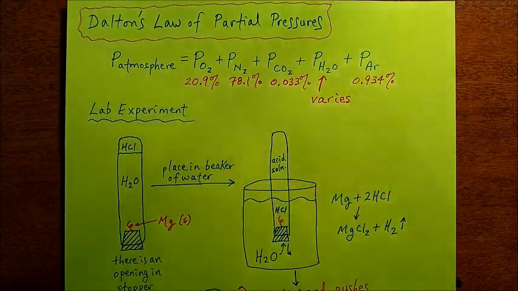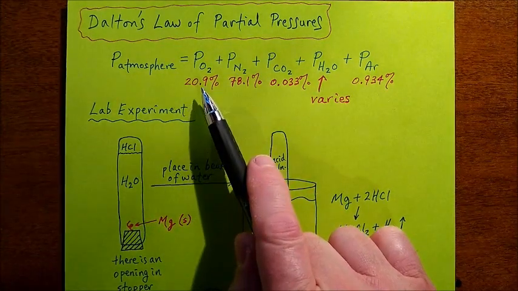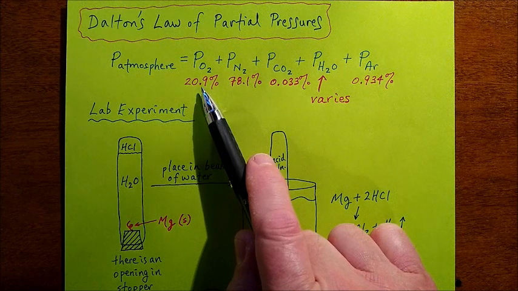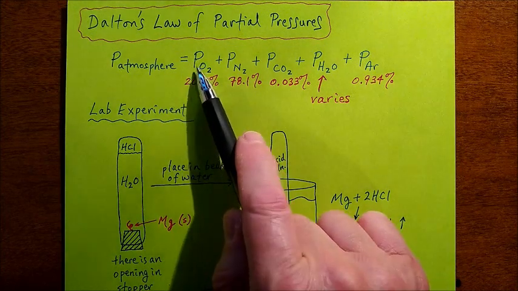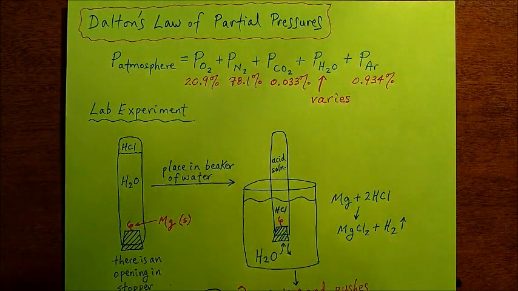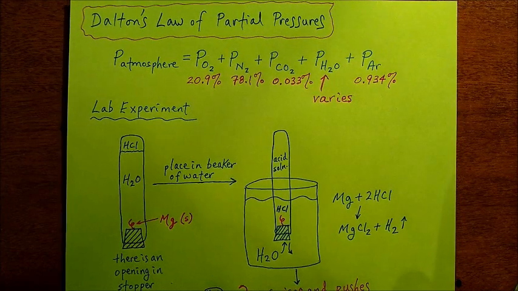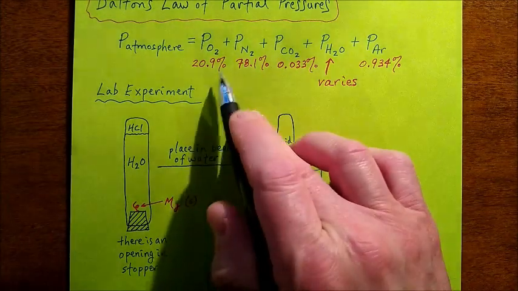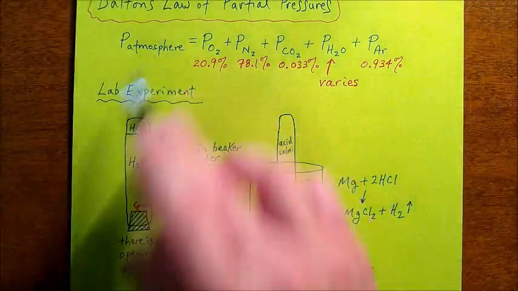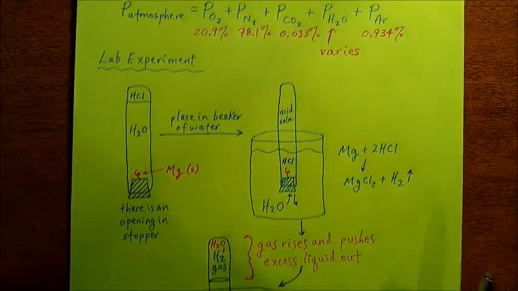The reason why, for instance, when you go mountain climbing, it's hard to breathe, is that the percent of oxygen in the air doesn't change. It's just that the total pressure is lower. Therefore, the partial pressure of oxygen at high altitude is very low. That's why you need air tanks to breathe. There's not enough oxygen up there. It's not like the percent is going down, but the total pressure is going down.